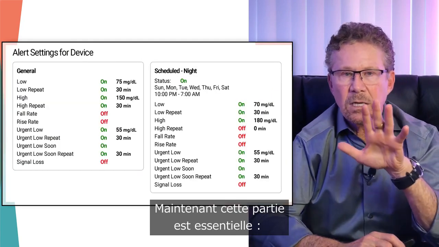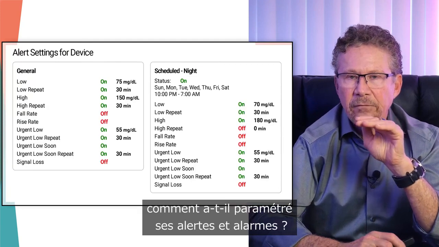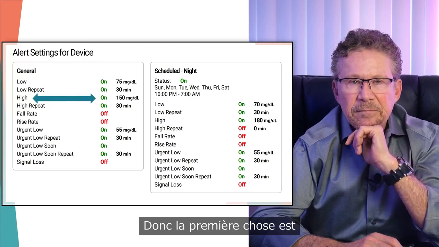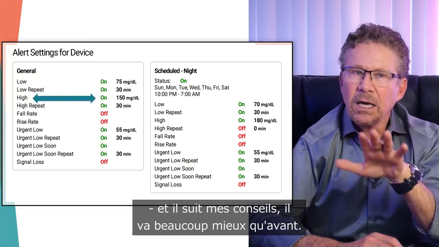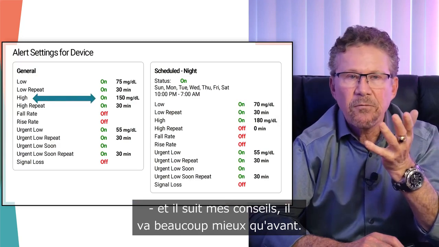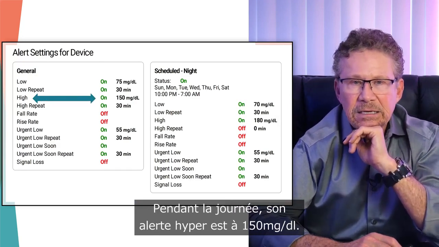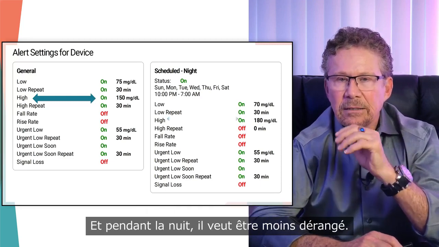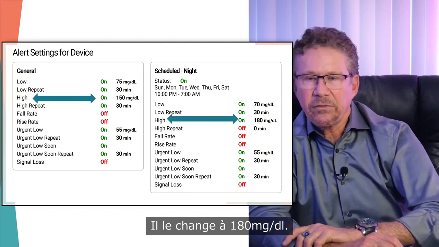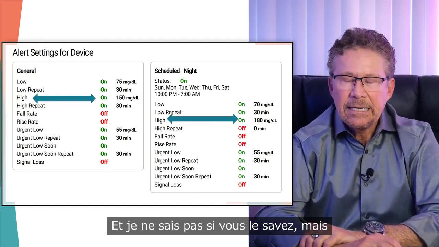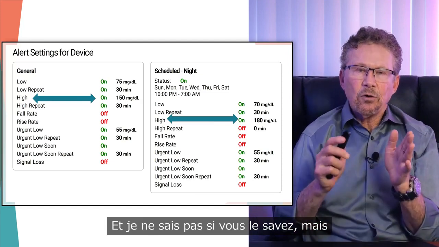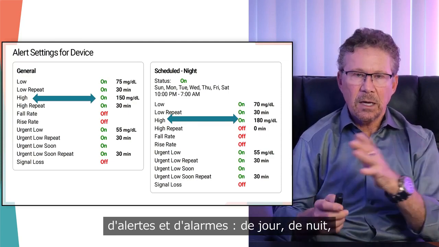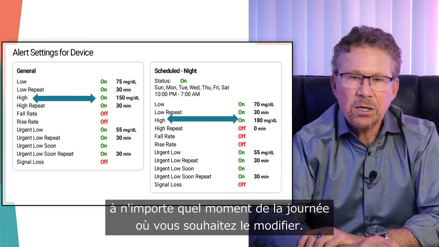Now, this part is key, is what does he have set for his alerts and alarms? So the first thing is, and he's following my advice. He's doing much better than before. During the day, his upper alert is 150. And during the nighttime, he wants to be disturbed less often. He changes it to 180. And I don't know if you know this, but on your Dexcom, you can have 2 sets of alerts and alarms, daytime, nighttime, or any time of day you want to change it.